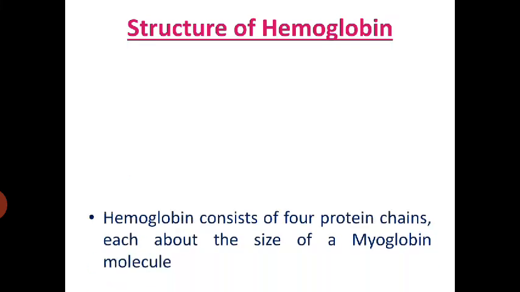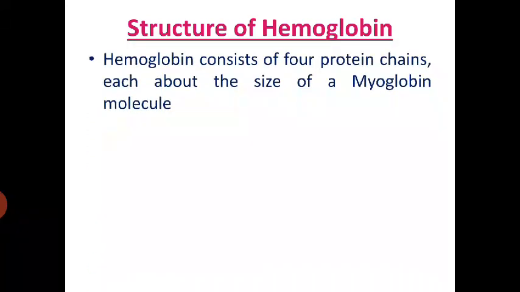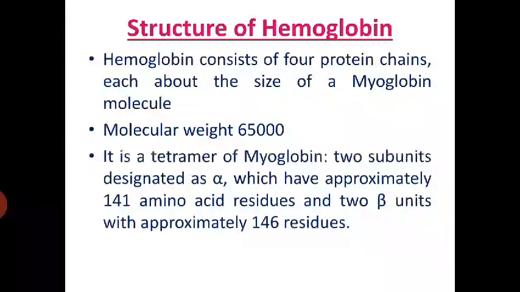Let us see the structure in detail. So hemoglobin consists of 4 protein chains, each about the size of a myoglobin molecule, and its molecular weight is about 65,000 units. And it is a tetramer of myoglobin, as we discussed earlier. Then it has 4 subunits, among which 2 subunits are designated as alpha, having approximately 141 amino acid residues, and 2 beta units having approximately 146 residues.